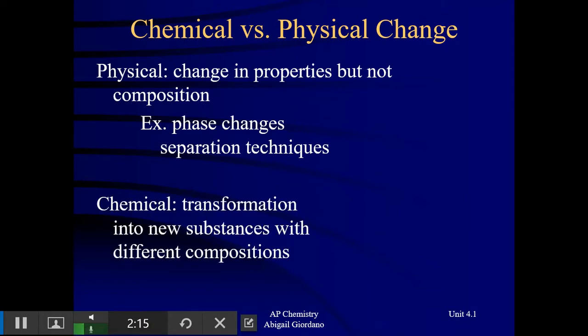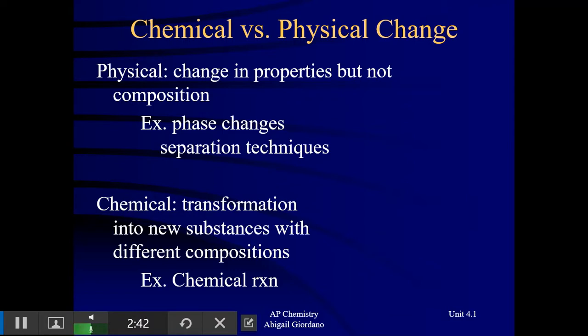So what is a chemical change? A chemical change is when you do something that the chemical composition, the formula, changes, okay? You are creating a new substance. Bonds are being broken and new bonds are being formed. So essentially, anytime you carry out a chemical reaction, that is a chemical change.